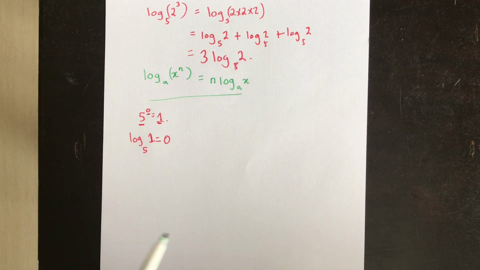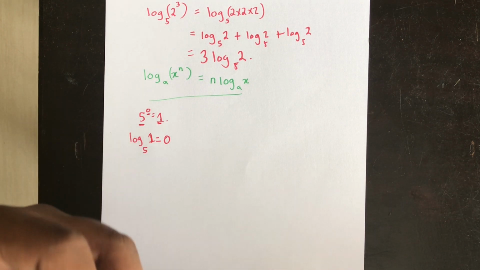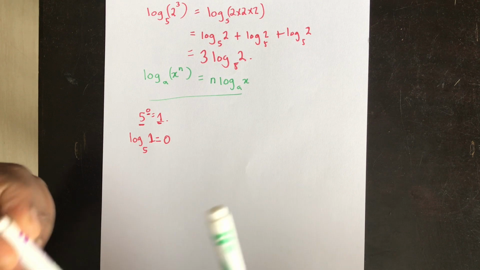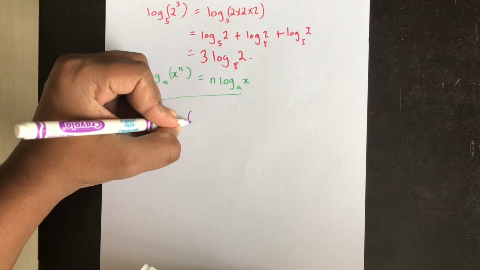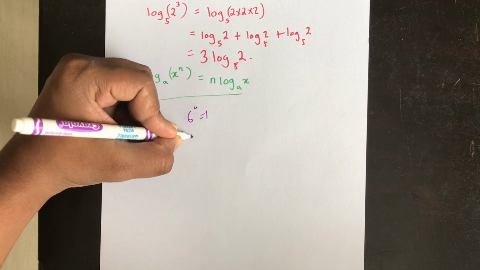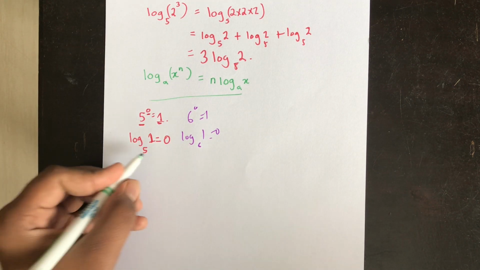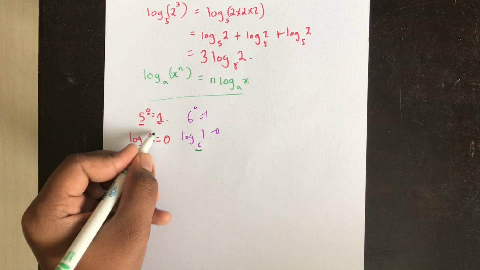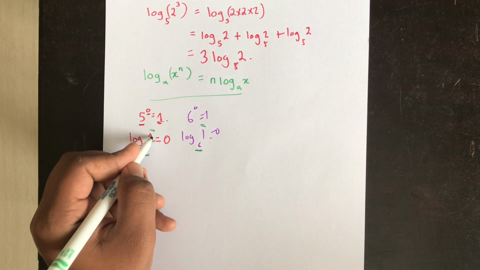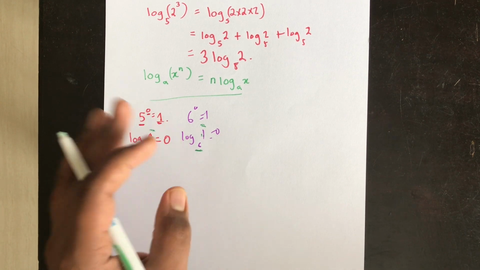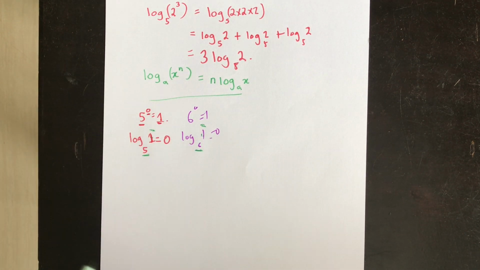This can be applied to anything. So if I had something like 6 to the power of 0, which is equal to 1, I'll have log 1 base 6 is equal to 0. So basically this number can be anything, and this will still be 1. If this is 1, then the log of 1 is always going to be equal to 0.